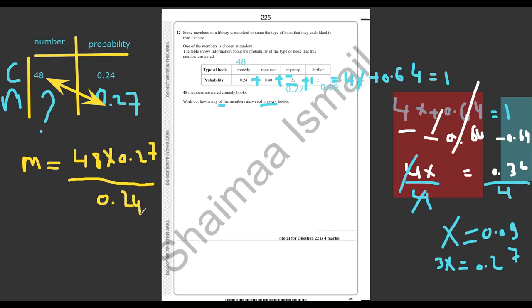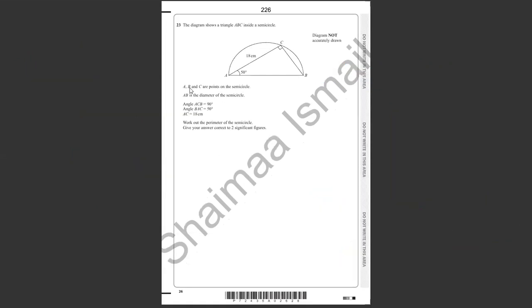And all we do is calculate the answer, which here we give as a final answer of 50 for the mystery books. Okay, one question in one page and make sure that you solve it. Okay, let's see this question.